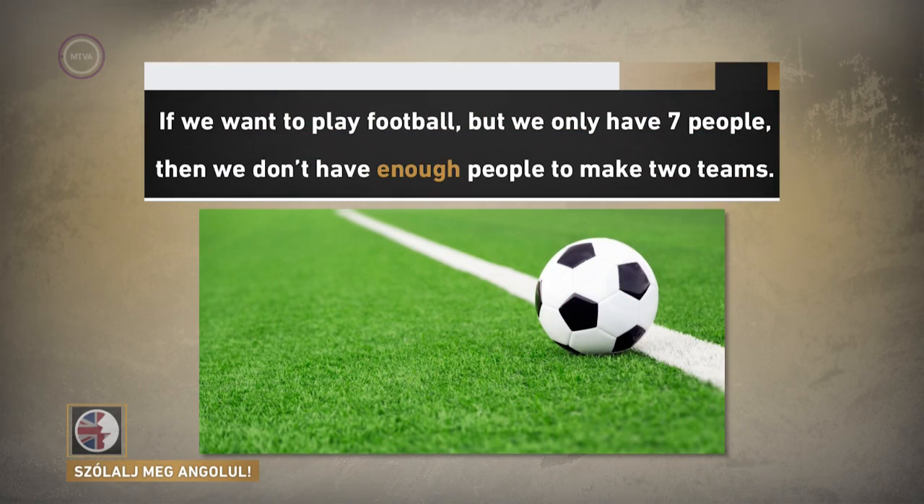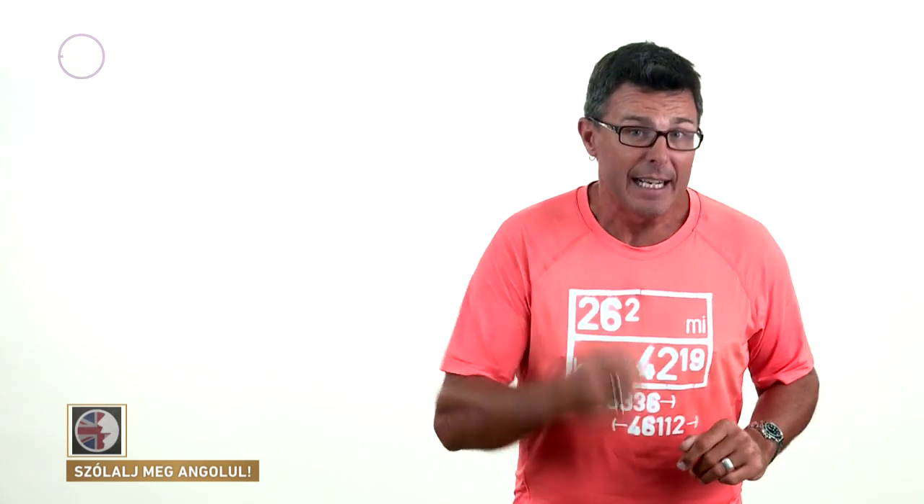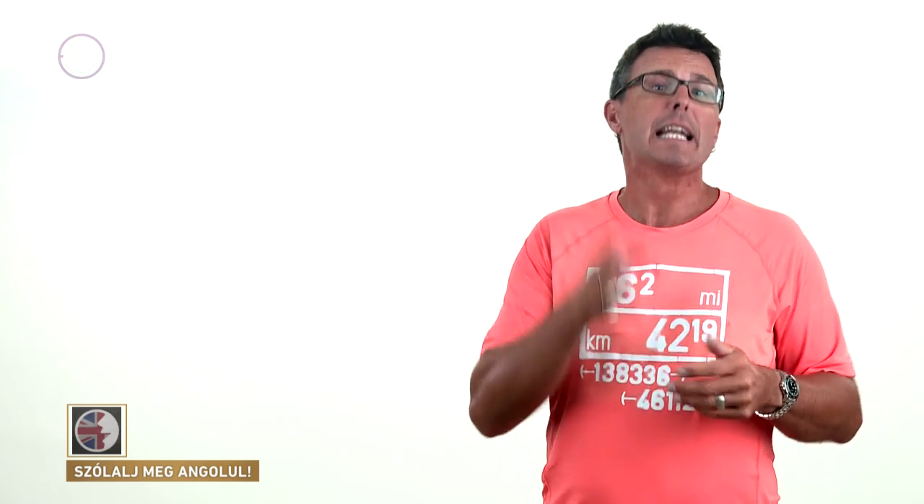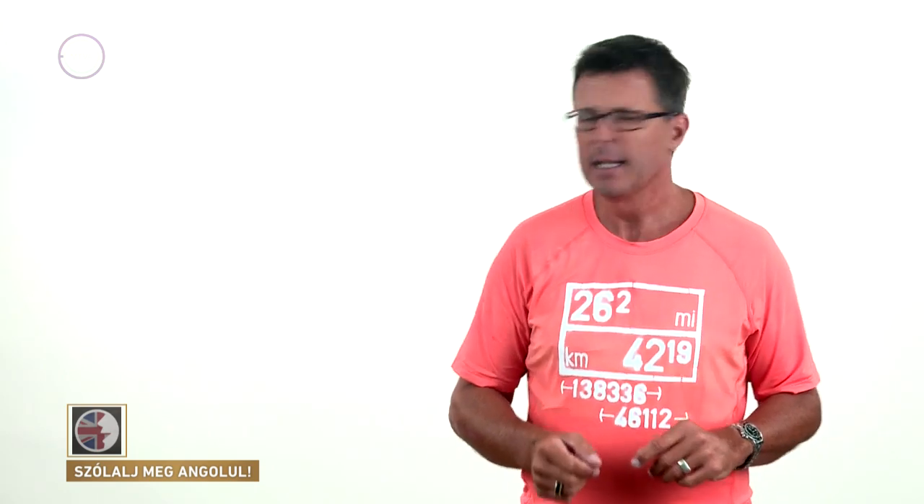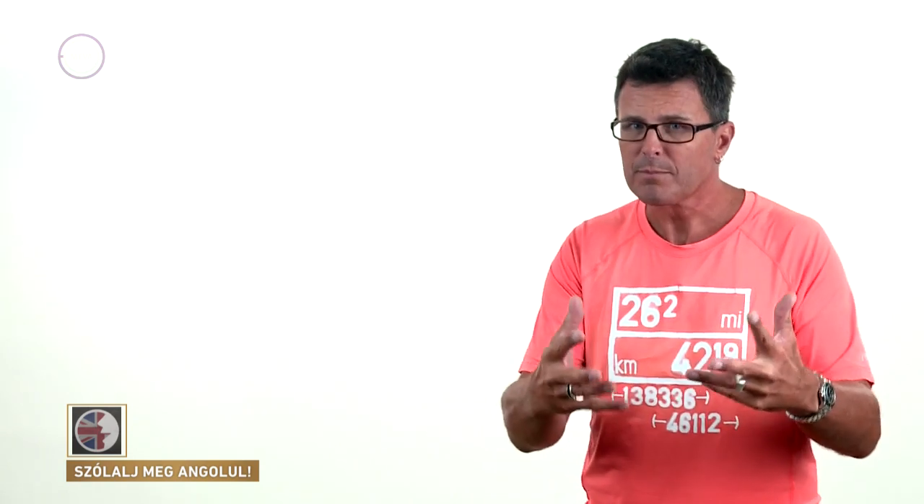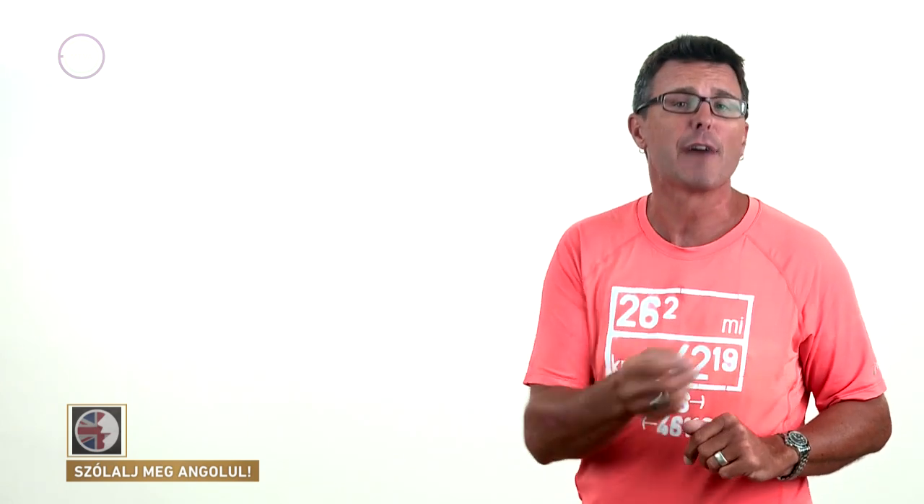If we want to play football, but we only have 7 people, then we don't have enough people to make 2 teams. All right, so when we use enough in a sentence with a noun, we know that enough comes before the noun. The noun follows enough. Just think about the sentences we just heard. Enough people, enough flour, and enough time. Good.